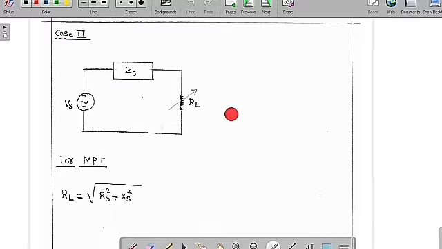But XL is equal to 0. So therefore, substituting here in the equation, we finally get RL equal to the square root of RS squared plus XL squared. At this value of RL, we get the maximum amount of power consumed by this RL from this source. Only the resistor is going to consume the power, but not the inductor or the capacitor.